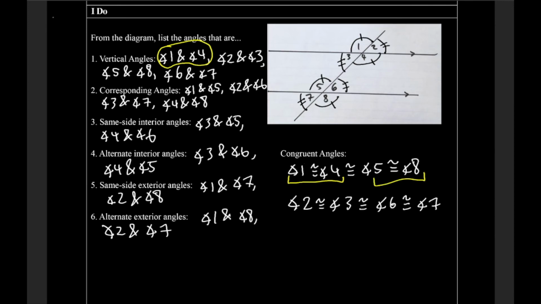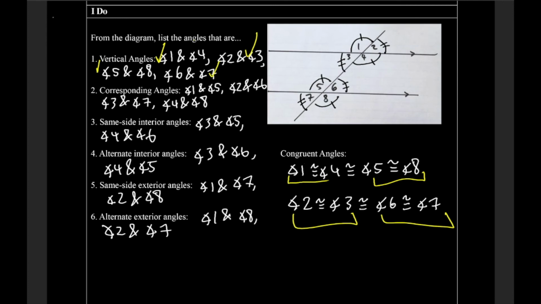We have 5 and 8. So that checks off. I'm just going to do a check mark. So 1 and 4, they check off also. And then 2 and 3. Yeah, those are congruent. 6 and 7. Yep. That checks off too. So vertical angles, yes, they are congruent.